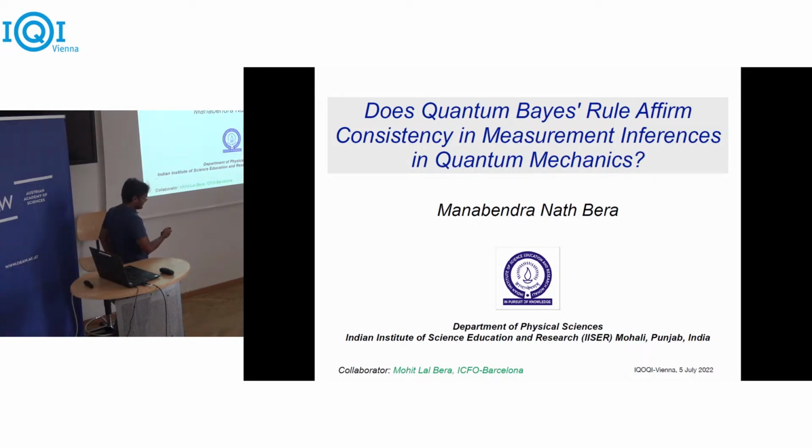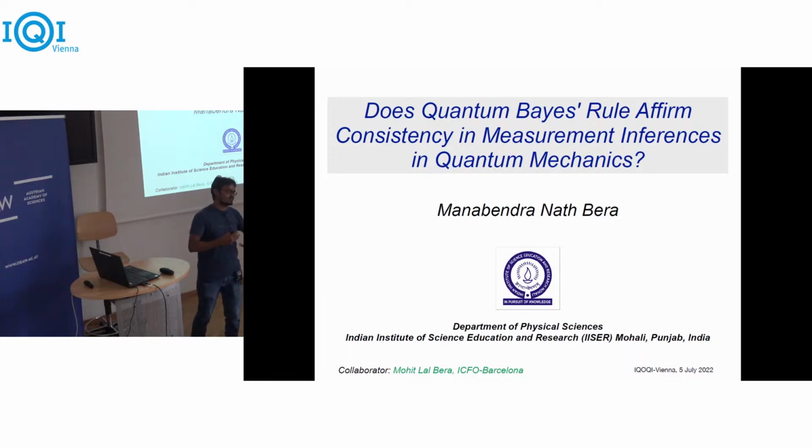And today I shall be going to talk about the role of the quantum Bayes theorem, and in particular how one could apply it in the context of quantum measurement, and possibly use it in order to find out some of the contradictions that we see in the classical domain to be resolved in the quantum domain.